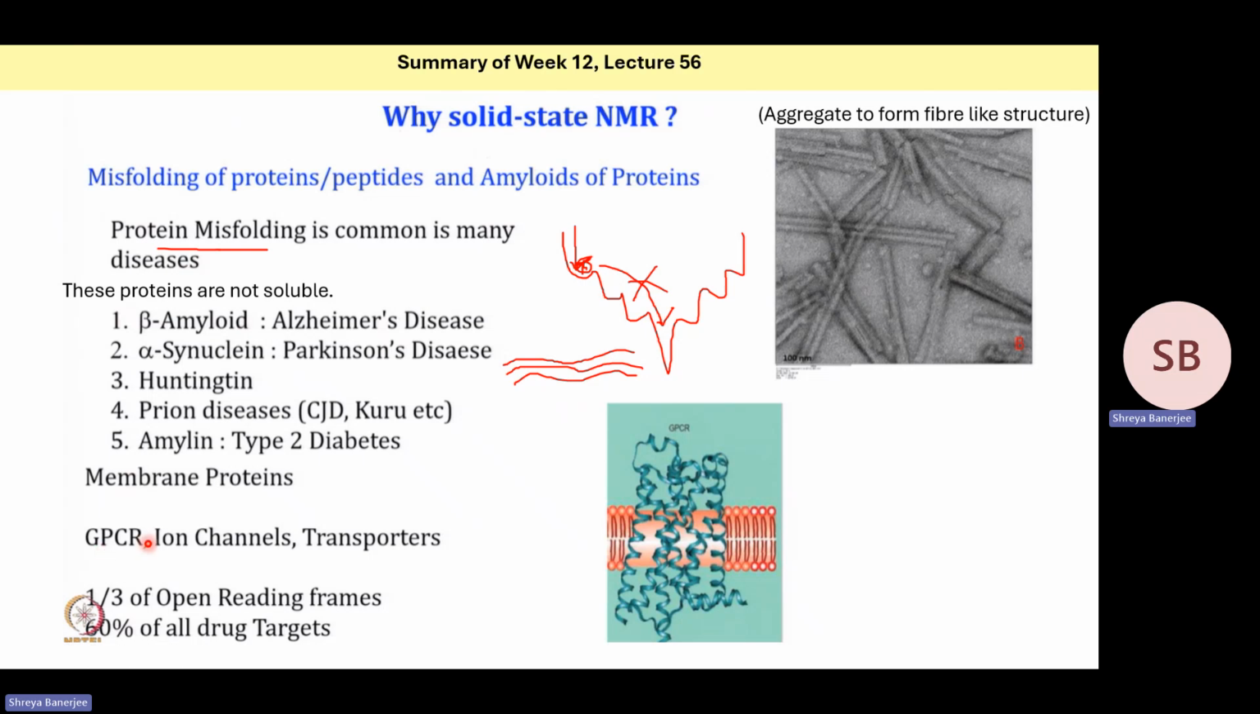These membrane bound proteins form 60% of all drug targets because, you know, in order for any drug to enter the cell, it has to go through a transporter protein like a GPCR. So many of these membrane proteins are targeted by drugs. It is important to understand the structure of these proteins in the native membrane environment, and that is where solid state NMR comes into play.